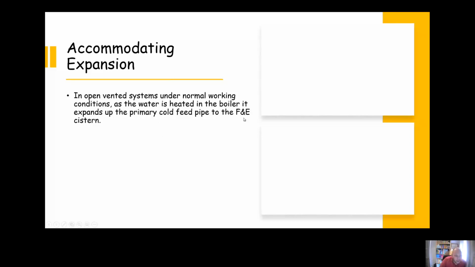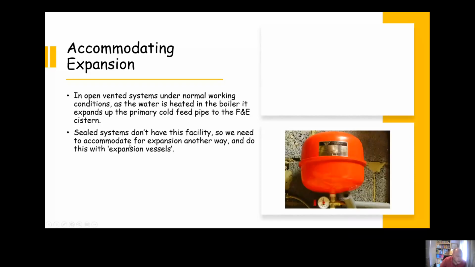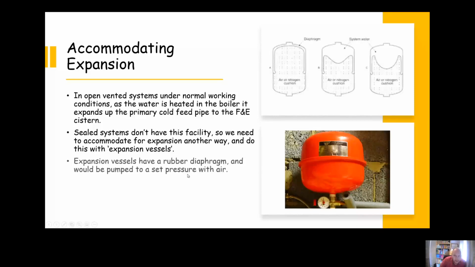In terms of accommodating expansion, in an open vented system, the expansion is taken up in the feed and expansion system. As the water heats up and expands, it will just expand up the cold feed and it will fill up the feed and expansion system. In the case of a sealed system, they would need to facilitate expansion another way, for example through the use of an expansion vessel, and you can see how this works here.